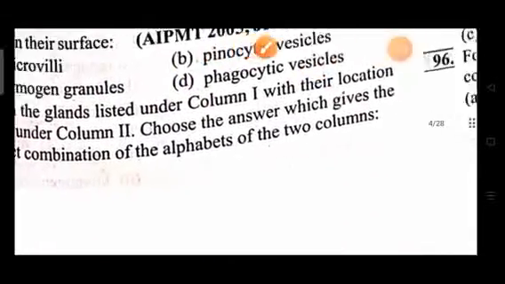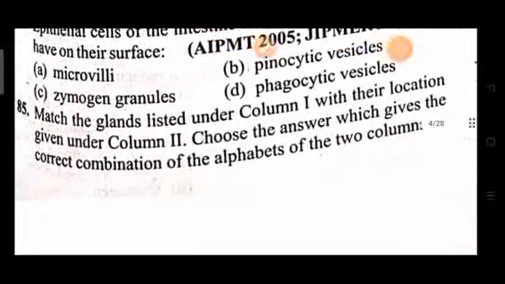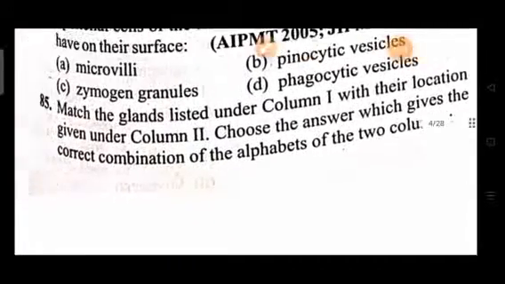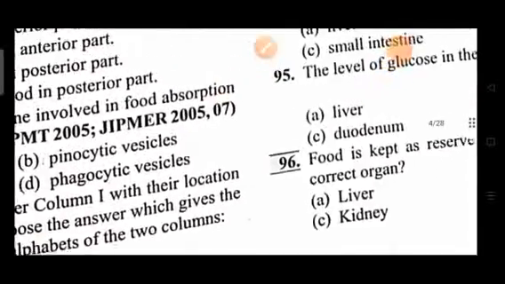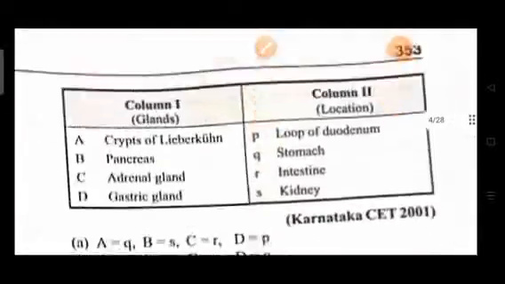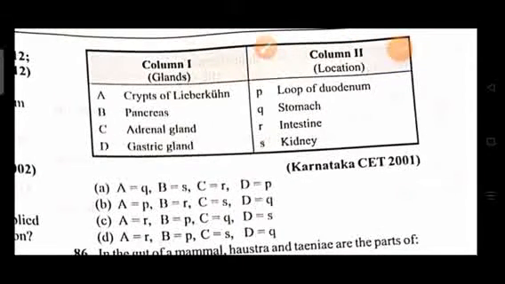Next, coming on to the match-the-matrix type of questions. Match the glands listed in column 1 with their location given under column 2. Choose the answer which gives the correct combination of alphabets of the two columns. Crypts of Lieberkühn, pancreas, adrenal gland, gastric gland. We know something here, we don't know something there. Now we'll try to match them.